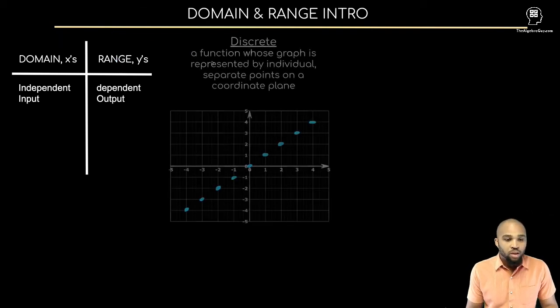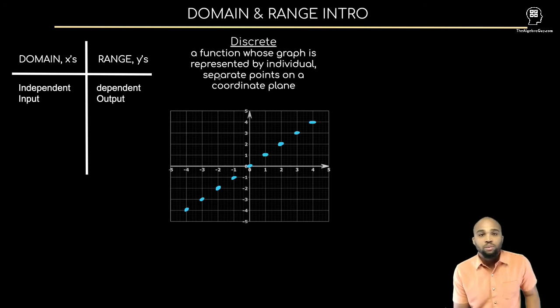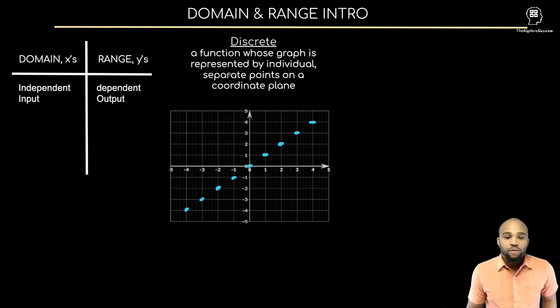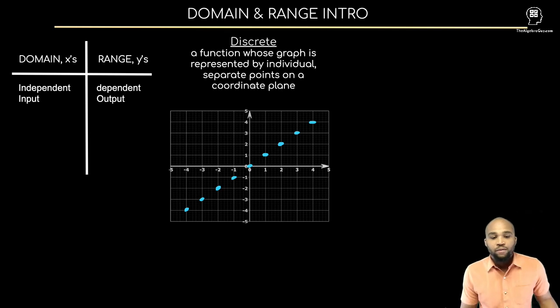Now let's move on to another term, discrete. Discrete is a function whose graph is represented by individual separate points on a coordinate plane. So that's what you see here. If you see a graph like this and they're asking you if it's discrete, this is what they mean. So discrete is represented that way.